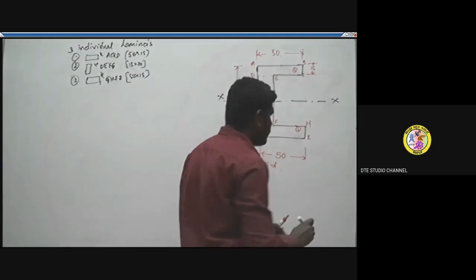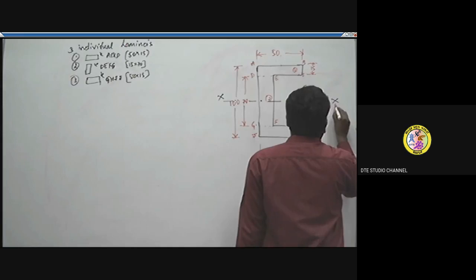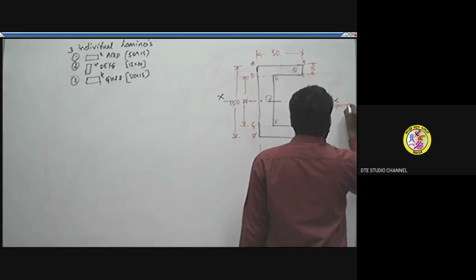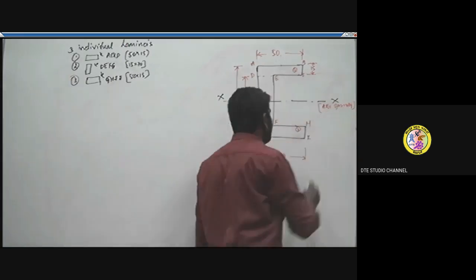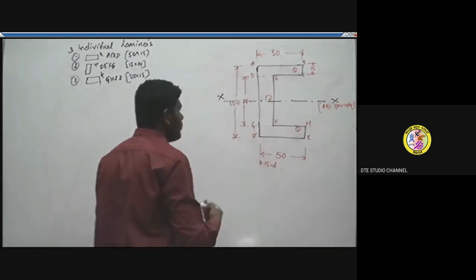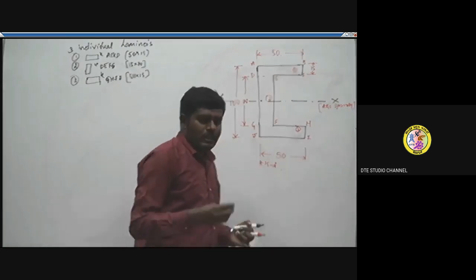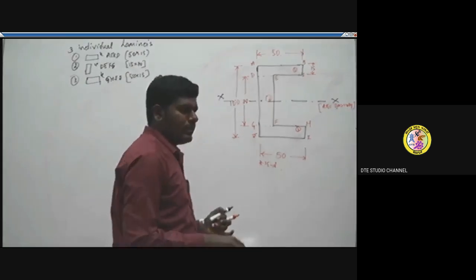That is, we can write x-axis is the axis of symmetry. So that means the location of the centroid or centroidal point will be lying on this symmetrical axis, as we know from the previous discussions. So we have to calculate only the x coordinates, no need of calculating the y coordinates.